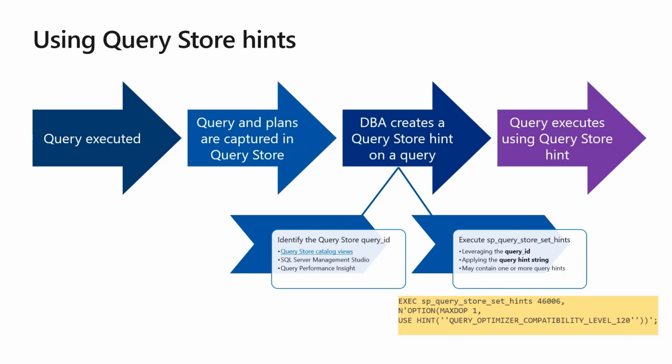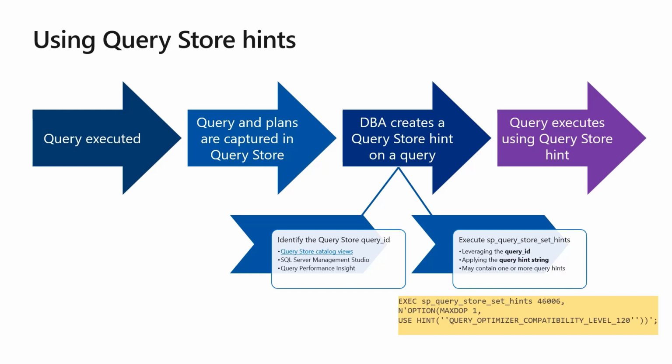To use Query Store hints, this is what the DBA will do. They'll identify the Query Store query ID of the query statement that the database administrator needs to modify. And they can do this in a few ways. They can find this query using the Query Store catalog views. They could use SQL Server Management Studio built-in Query Store reports. Or if it's in Azure SQL, use the Azure Portal Query Performance Insight for Azure SQL Database.